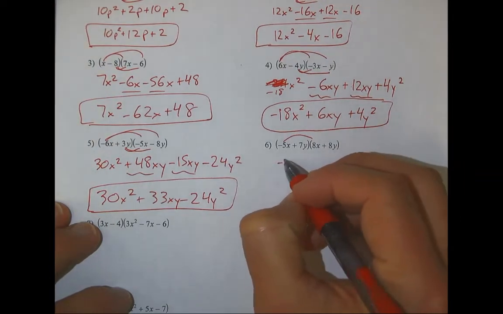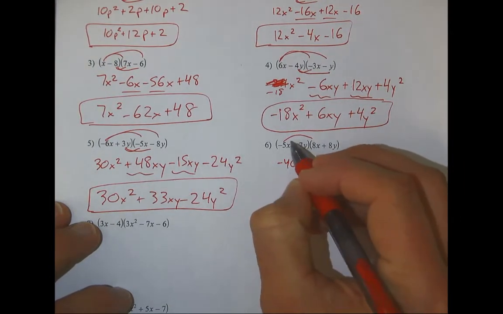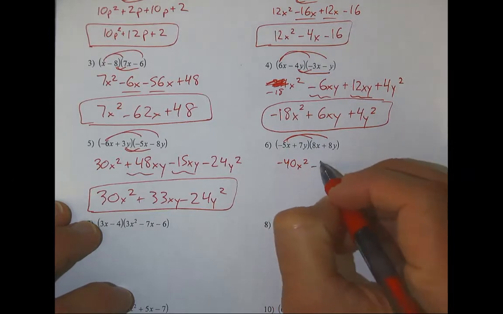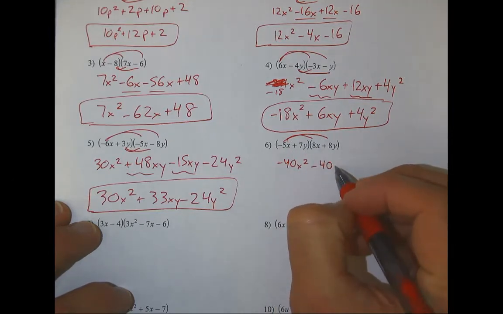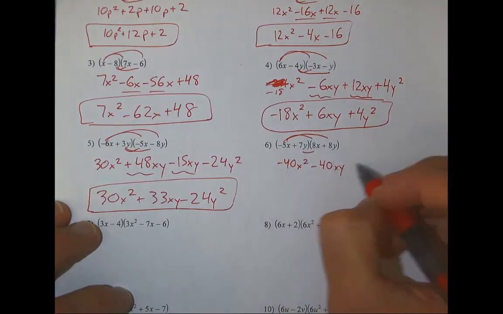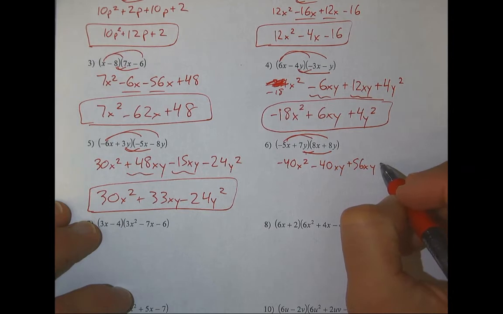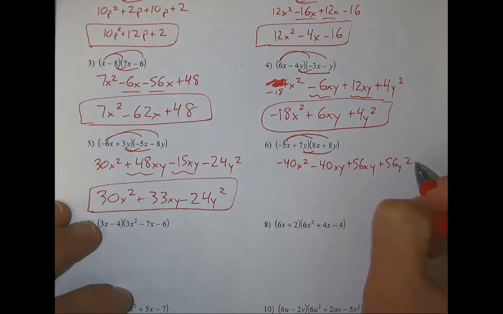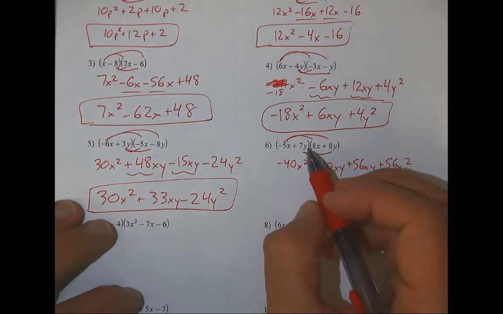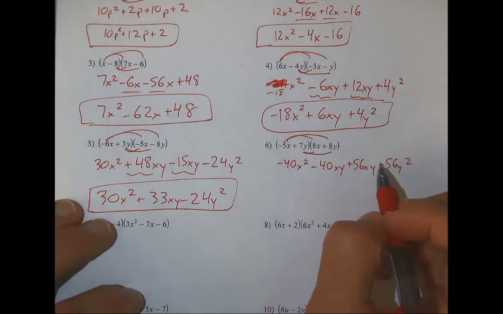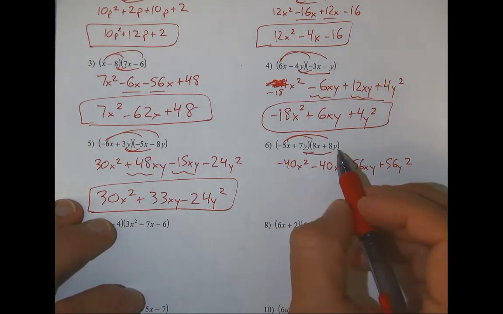Multiply here, that's negative 40x squared. Here, also negative 40, but it's an xy. Here, it's 56xy. And here it is 56y squared. So we got to keep that straight. This was a y times x, so we say xy, and this was a y times a y, and that's y squared.